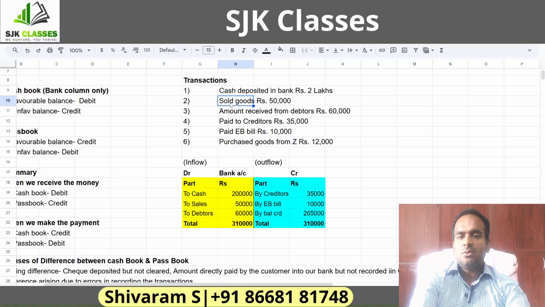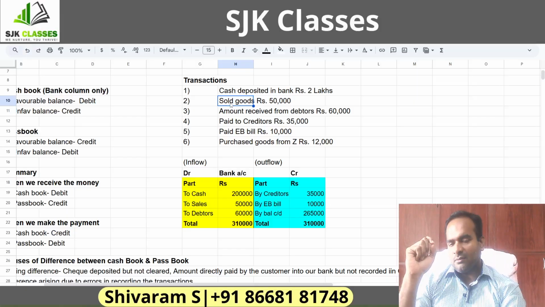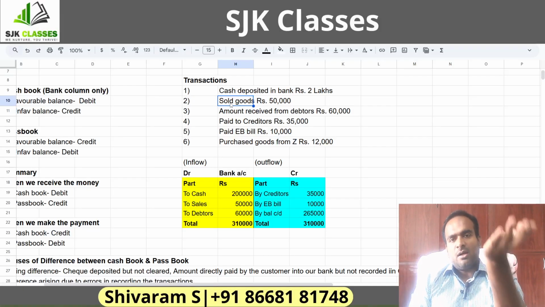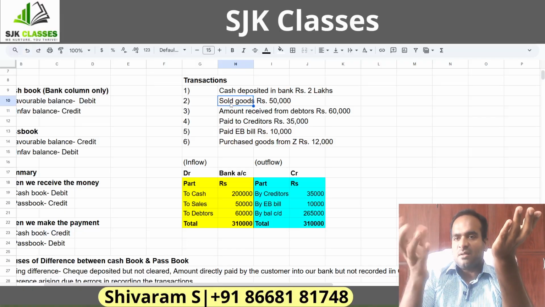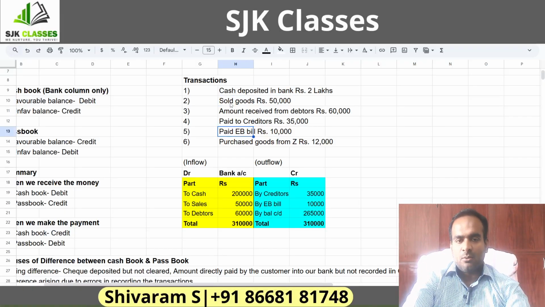Next, sold goods for rupees 50,000. What is the accounting entry here? The entry will be bank account debit to sales, assuming I'm receiving the money through bank transfer. My bank balance goes up, so bank account debit; sales is an income, income is increasing, so credit. So the entry is bank to sales. What is the posting in the bank ledger? On the debit side, the posting will be 'to sales account'.